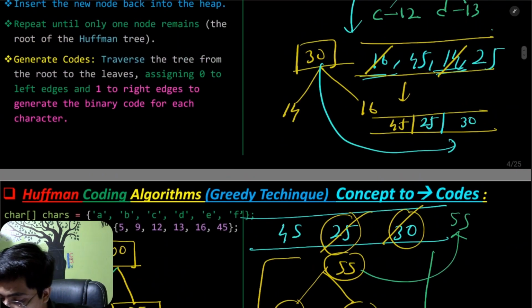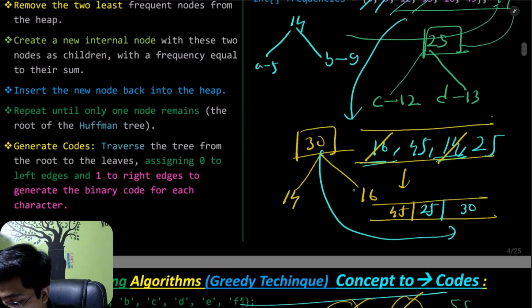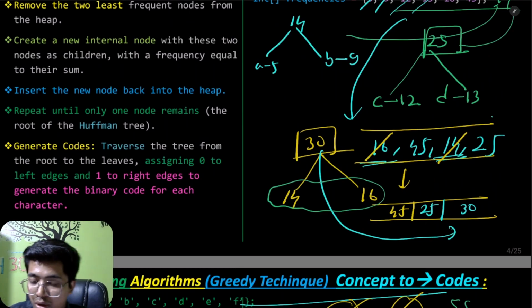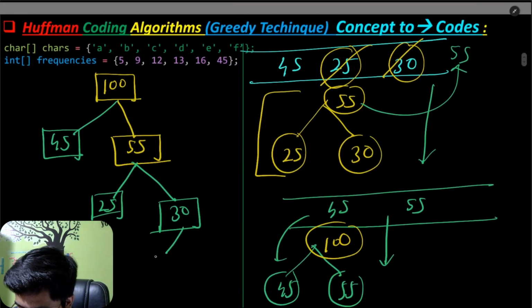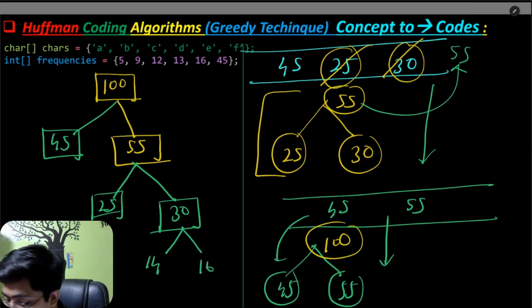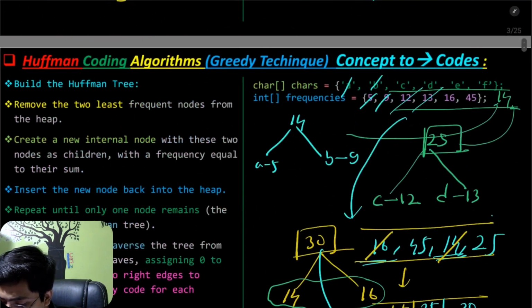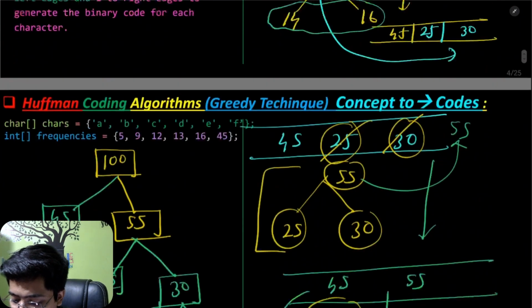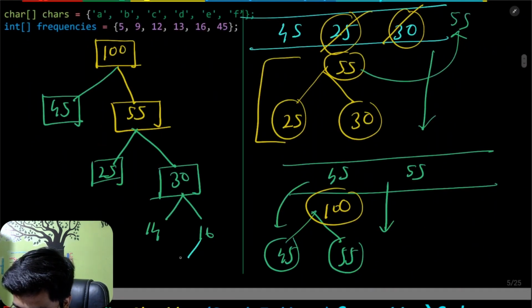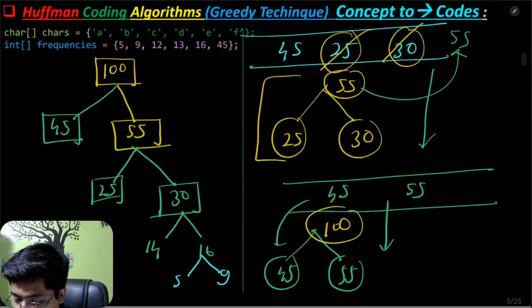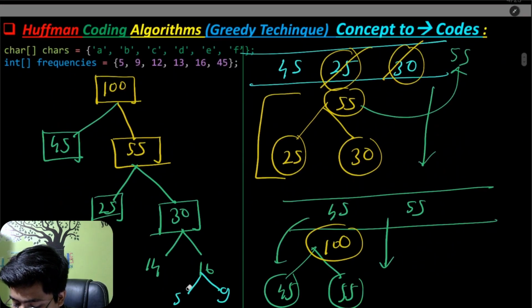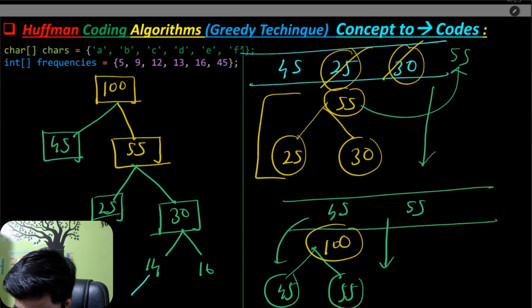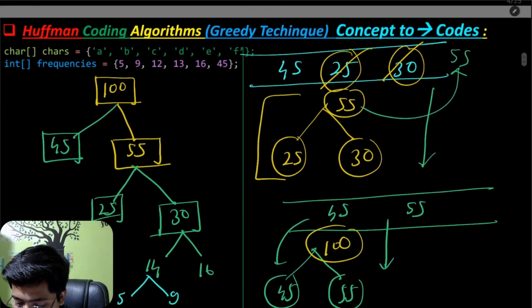Now we'll be observing the previous ones. 30. Now observe, 30 is connected to 14 and 16. So we'll write those two elements, that this is connected to 14 and 16. And 14 is connected to 5 and 9. Sorry, 14 is connected to 5 and 9, not 16. So if you observe from here, 1, 2, 3, 4, 5, 6, 7, 8, 9, all the elements we have used.